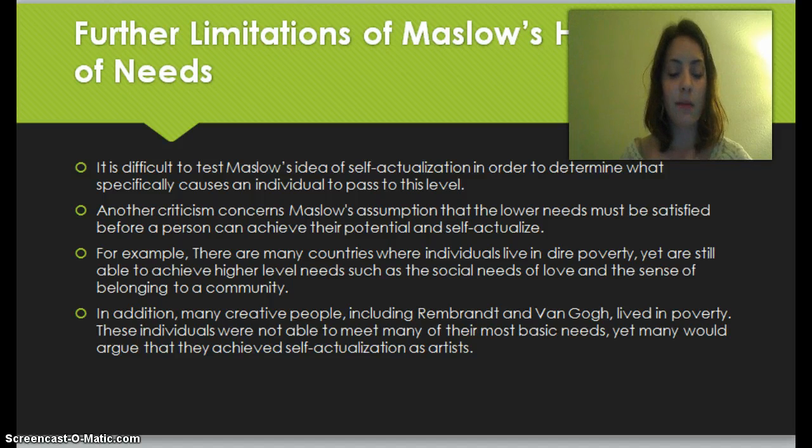In addition, many creative people, including Rembrandt and Van Gogh, lived in poverty, so these individuals were not meeting their physiological needs, most of their most basic needs. However, many could argue that they achieved self-actualization as artists. They reached their highest potential as artists despite not fulfilling their most basic needs. So that is just one small example of how his theory doesn't always play out in the linear fashion he proposed.